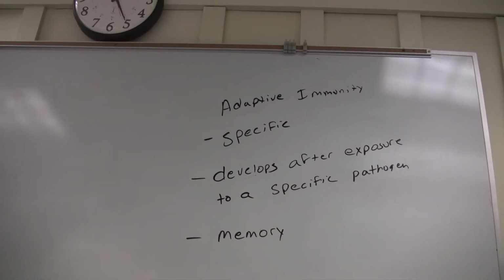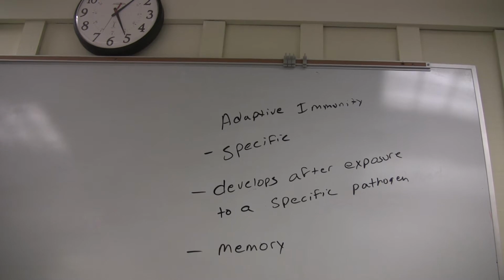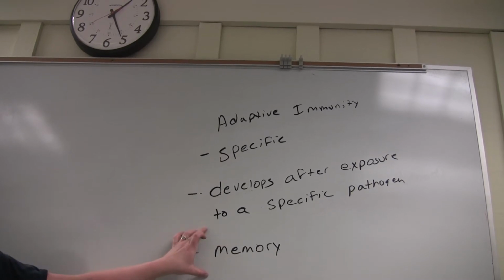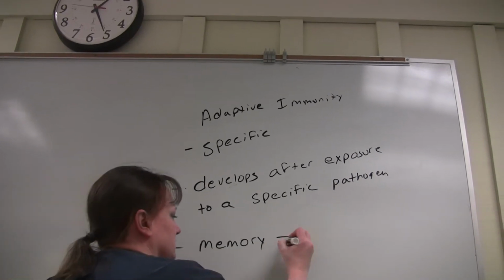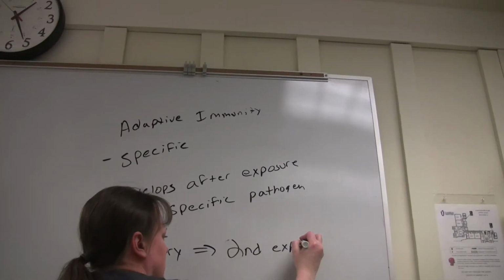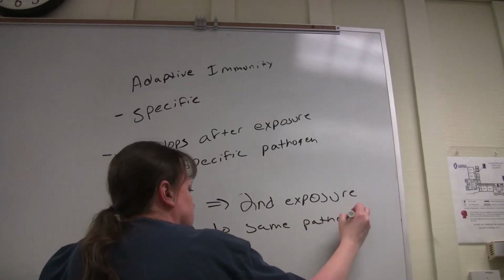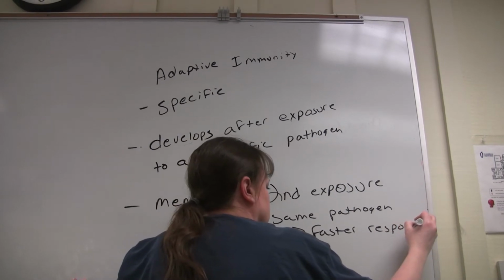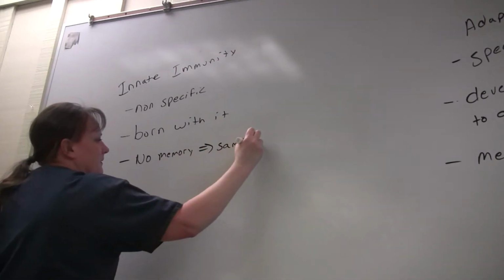If you think about like a flu vaccine, they're giving you a weak form of a specific flu virus. Your adaptive immune system will develop after exposure to that virus. Then if you really get infected with the virus, you have memory, you're going to get a much faster response the second time around. So let's put in here, second exposure to the same pathogen, you get a faster response. And with our no memory over here, we'll put same response each time.